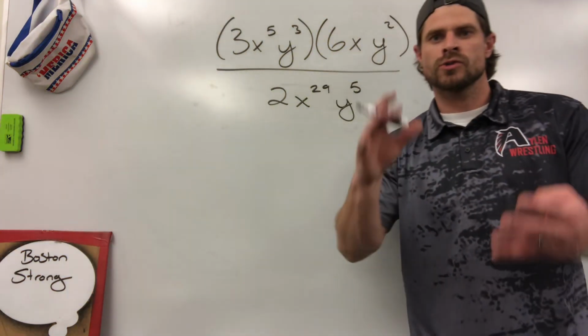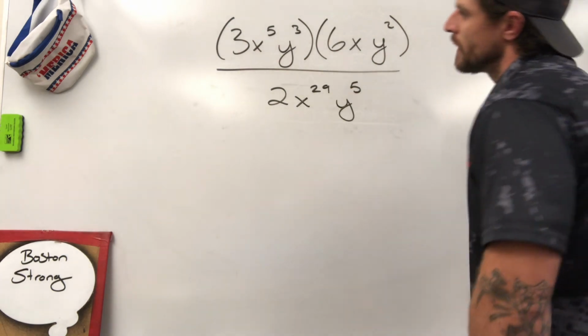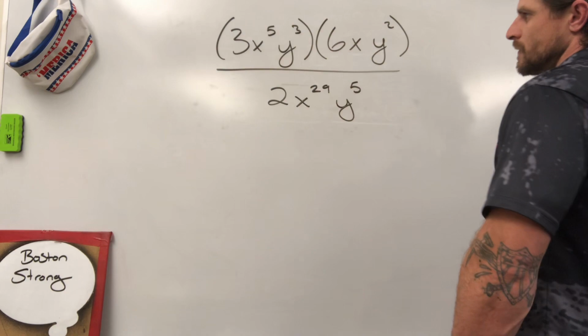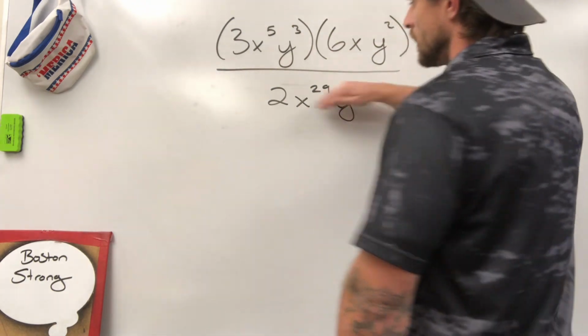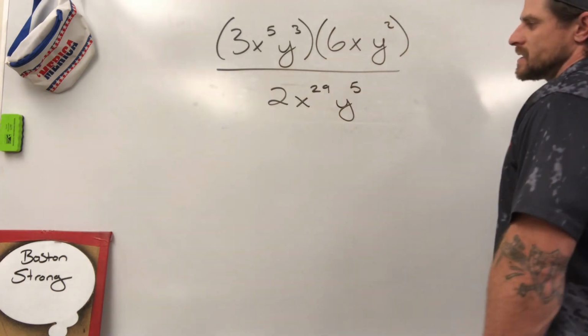All right, rules and properties of exponents. Let's break it down and simplify this bad boy. What I tell my students is anytime you have a fraction bar, you've got a top numerator and a denominator, completely ignore one of them. Clean up the top, clean up the bottom, whichever looks like it needs to be simplified first.